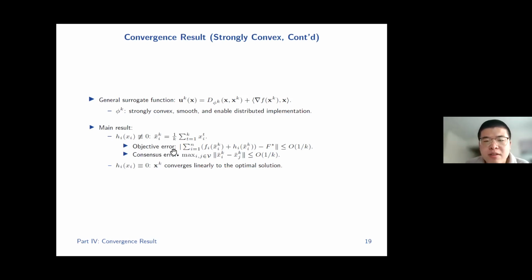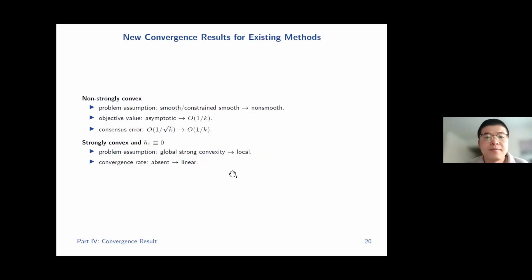We prove that both the objective error and the consensus error converge to zero with a convergence rate of big O of 1 over k. This is the same convergence result as before. However, in this setting, we are able to use a more general form of surrogate function. If in addition, each Hi(x) is a zero function, then the iterate xk will converge linearly to the optimal solution.